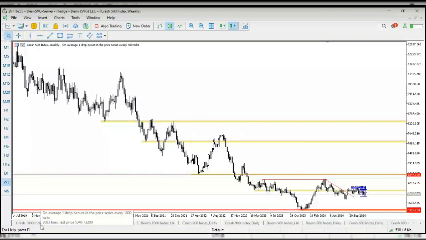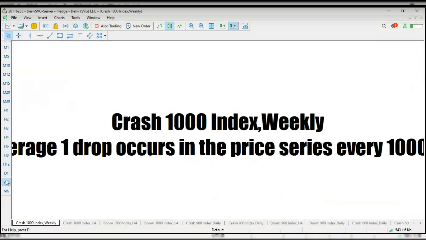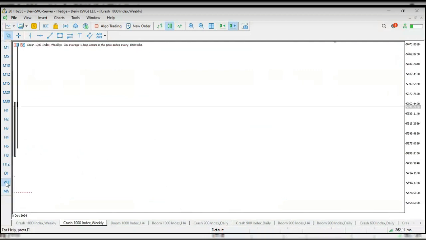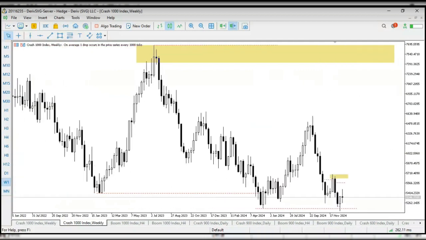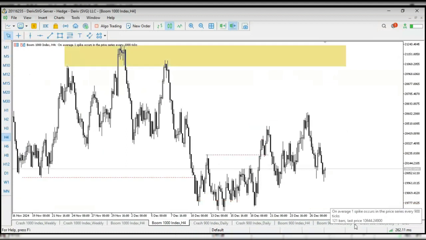I've done my work on my chart. Basically, this Crash 1000, I have the support and resistance one, I have the structure one too. All right, so structure has been marked. All of them are ready. So let's just take time and go through the VIX assets.